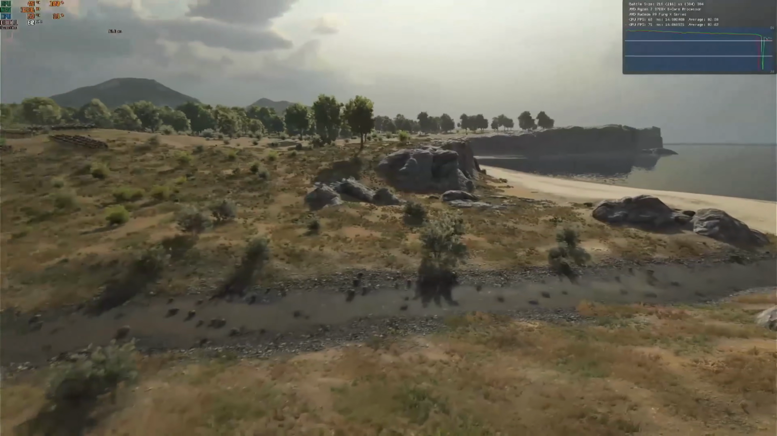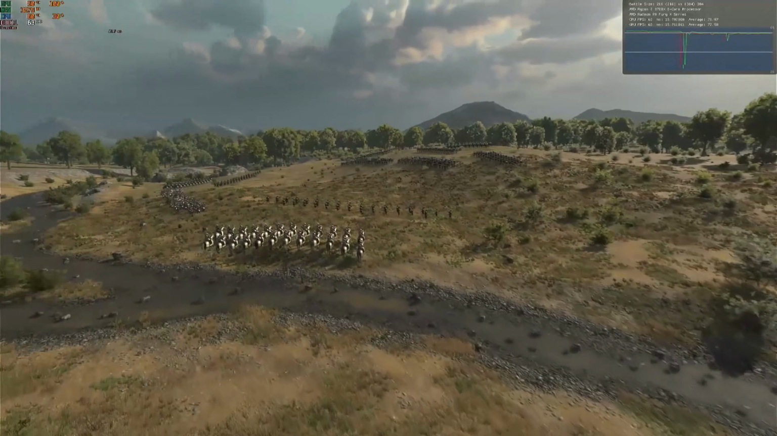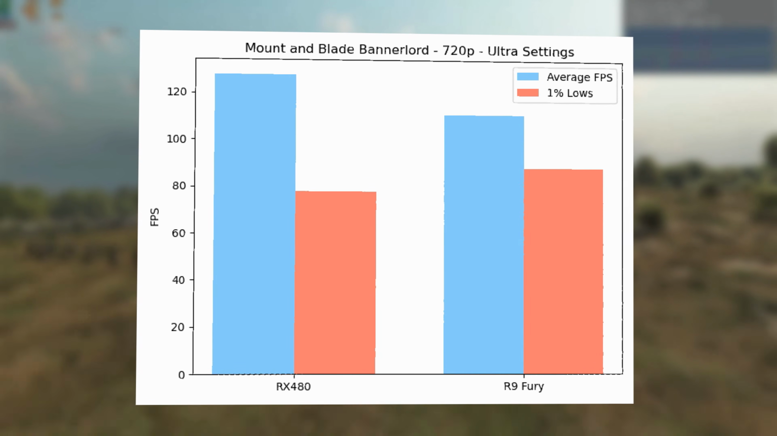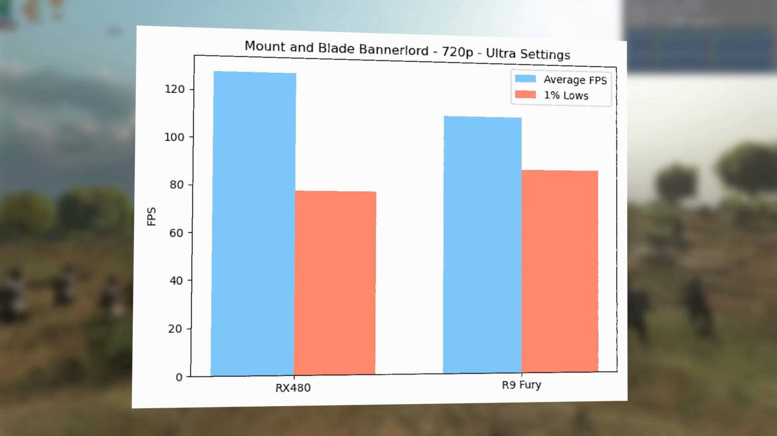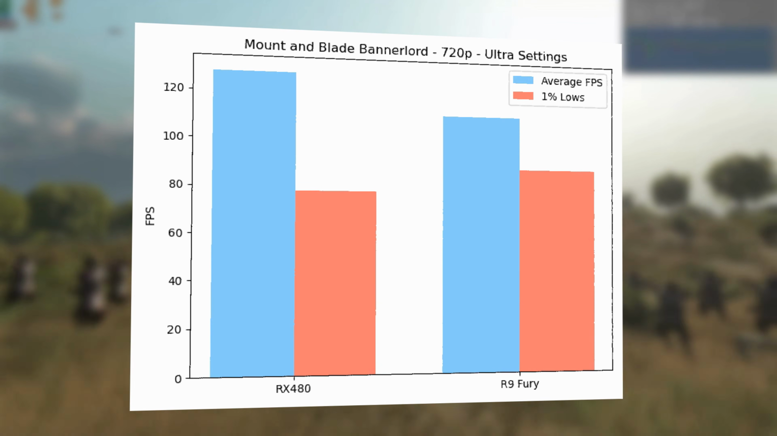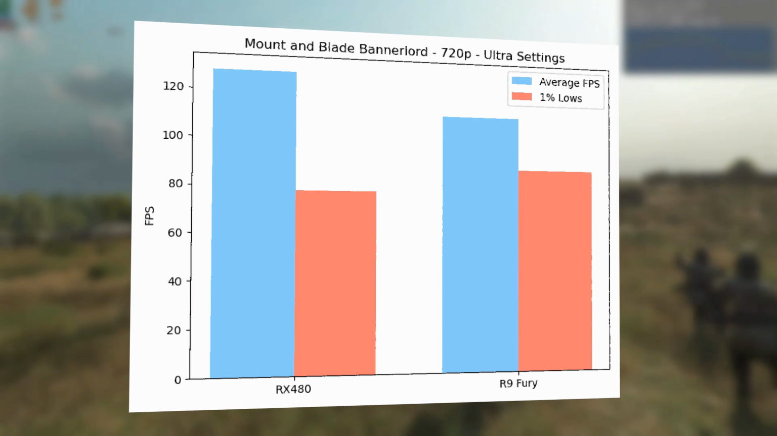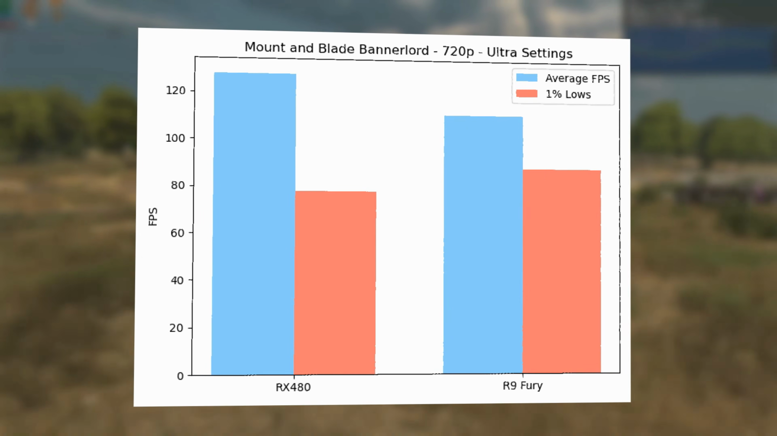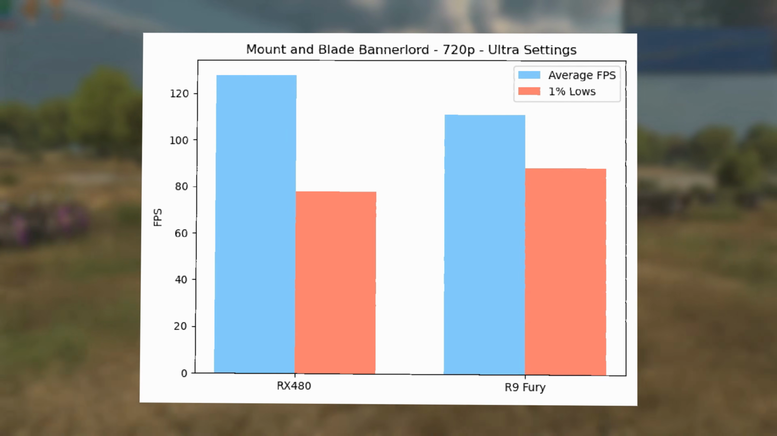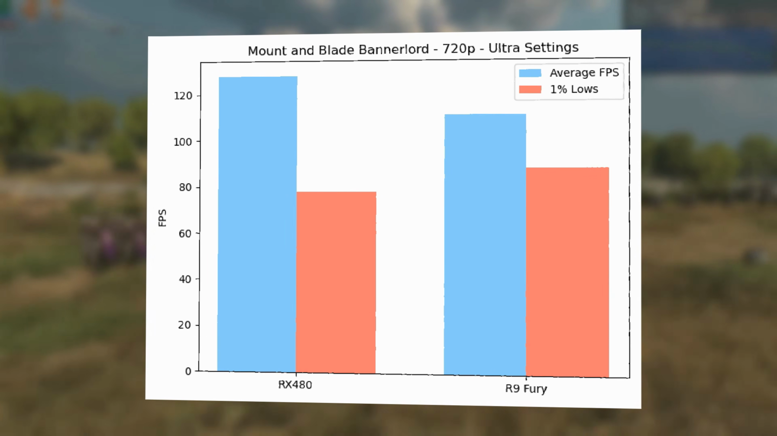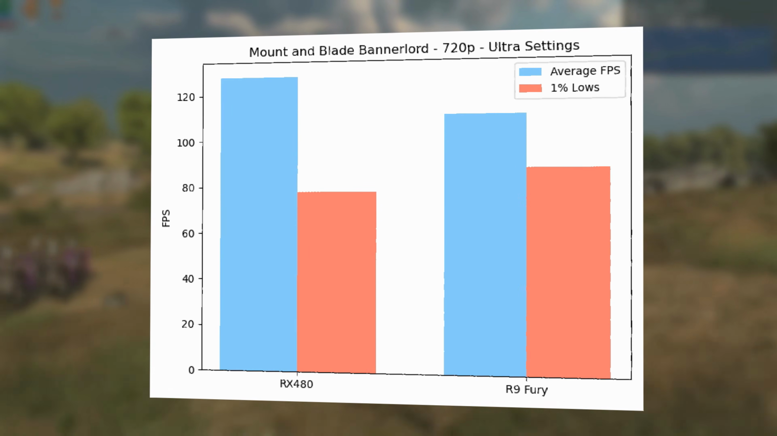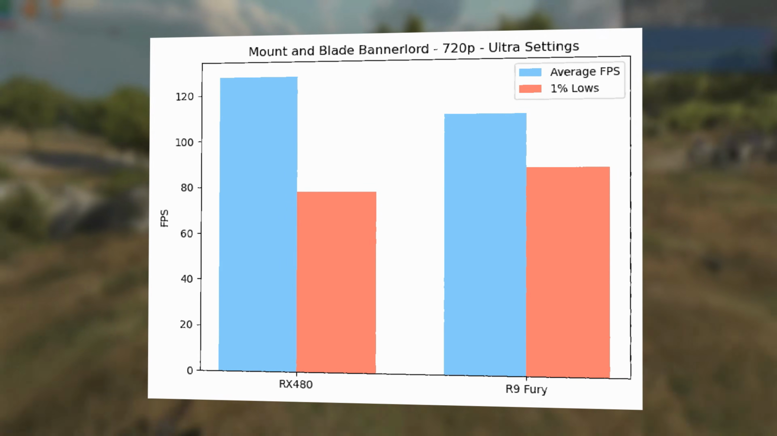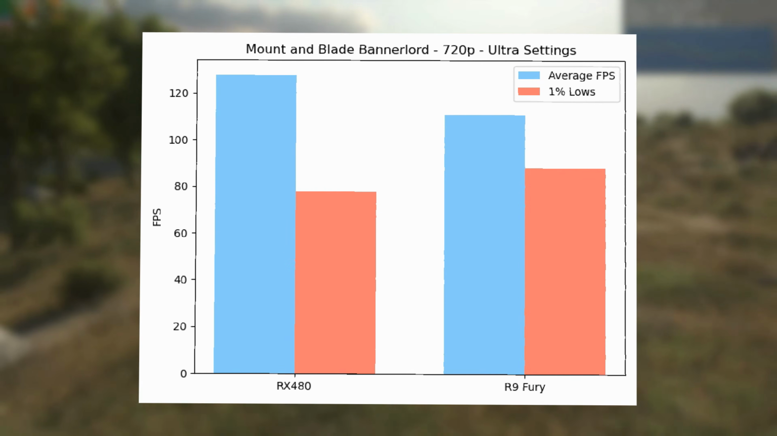Once again testing with ultra settings just to try and put as much strain on the cards as possible, given that Mount & Blade Bannerlord is incredibly well optimised. And in 720p both cards were playable, but it's a clear win for the RX 480, which is seeing well over 100 FPS, actually averaging 128 FPS, whereas the R9 Fury is returning just over 100 frames. Now, the frame times were a lot better on the R9 Fury, but in 720p when you're pushing these types of resolutions, you are better off either capping the frame rate or upping the resolution, really.